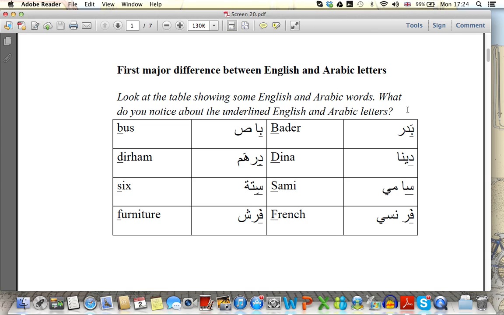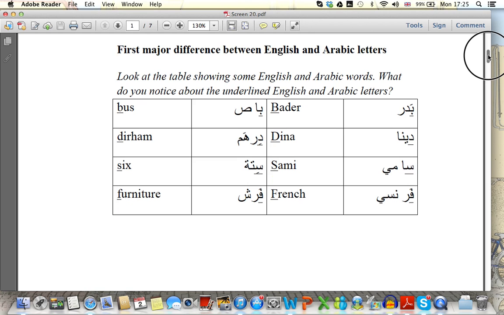If we look at the table here, we see one very important difference. When we look at the names Badr, Dina, Sami, in English, we see a capital letter or uppercase letter at the beginning of the word, whereas in Arabic, there is no change between the letter ba for bus and for Badr. So in English, we have to remember that we have uppercase or capital letters as well as lowercase or small letters.